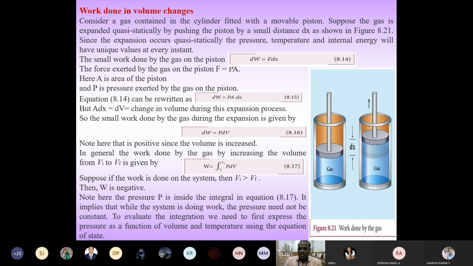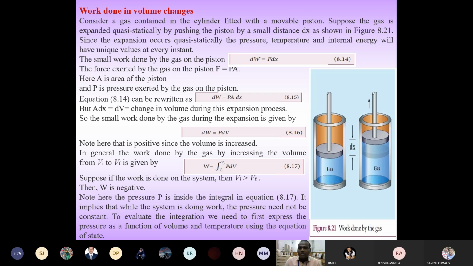So here this is the initial state, with V1 and P1, and we are changing it. The system is doing work by moving through a distance dx. In this, the system is moving up, with a small change in distance dx.